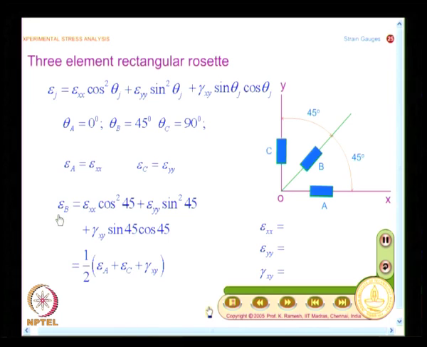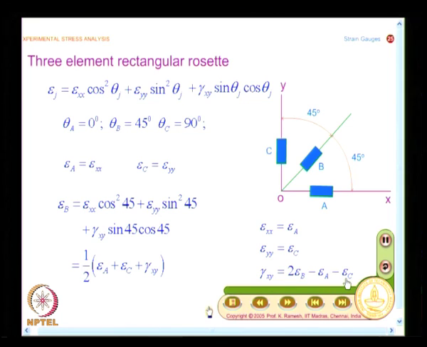When you have the strain gauge at 45 degrees, whatever strain is measured by strain gauge B is related to gamma xy, epsilon c and epsilon a. When you solve these 3 equations, which is straightforward, I get epsilon xx as epsilon a, epsilon yy as epsilon c, and the shear strain gamma xy as 2 epsilon b minus epsilon a minus epsilon c.